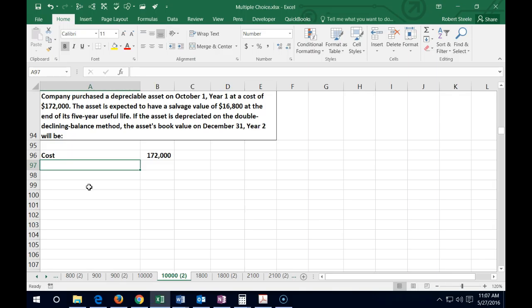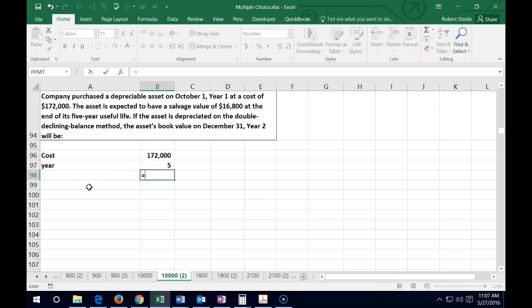So no salvage value when we're figuring out the rate. Other than that, it's kind of like the straight line method in that we're going to take the cost and divide it by the number of years of the useful life. So the useful life has 5 years. And so if we divide that out, we're going to get the 172 divided by 5 years. This would be the depreciation for straight line, no salvage value, which is the confusing piece here.